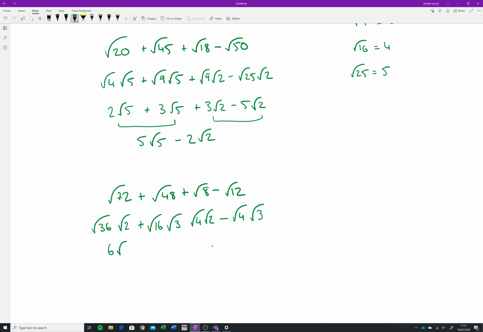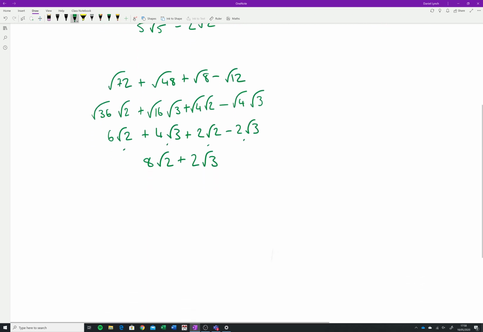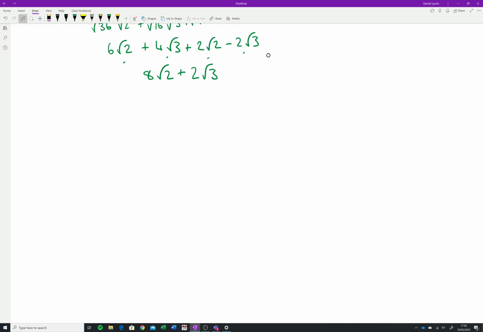So here we have 6 root 2's added to 4 root 3's. That was added to 2 root 2's minus 2 root 3's. Okay, how many root 2's do we have? We have 6 of them and we have 2 of them. We have 8 root 2's. How many root 3's do we have? We have 4 of them. We're taking away 2 of them. We have plus 2 root 3's. Okay, and that's it really when it comes down to surds. Those are the main properties that you are dealing with. Okay, how to add and subtract them.